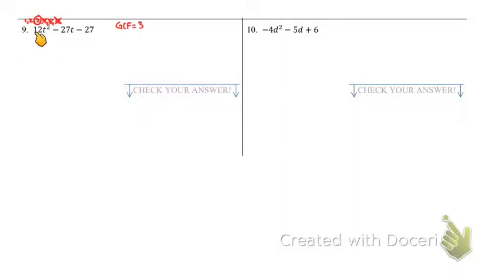Now let's check for variable. Do they all have the same variable? And the answer is no. Okay, therefore there is no variable in our GCF. Let's go ahead and take our GCF and divide it away.